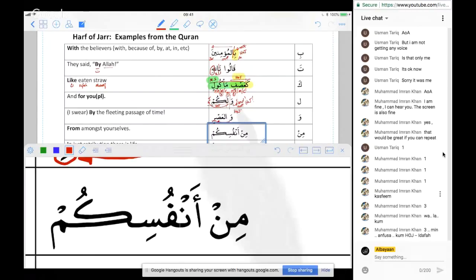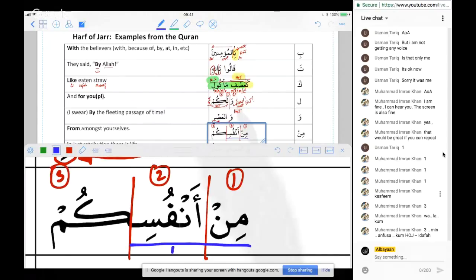Yes, Imran, perfect. Very good. The 3 words. Perfect. Min is one, anfusi is the second, and kum is the third one, isn't it? If you just take min anfusi, this is a harf of jar fragment. Min is a harf of jar, and anfusi is a majroor, which is an ism in jar. Then you take anfusi alone, and you see it's light and it has no al, and it is followed by a pronoun in a jar state. So you can easily say it is a fragment. Perfect. Excellent. Min anfusikum. Perfect.